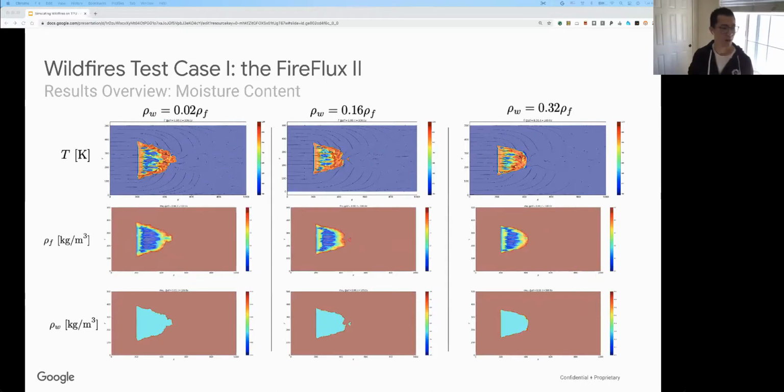And the second parameter I'd like to show here is the moisture content. Another interesting finding is that we can see clearly that the temperature drops faster when we have more moisture in the contents, which is on the very right column here, as compared to the left column, as a result of the heat loss. So the fire propagates slower when we have more moisture content.